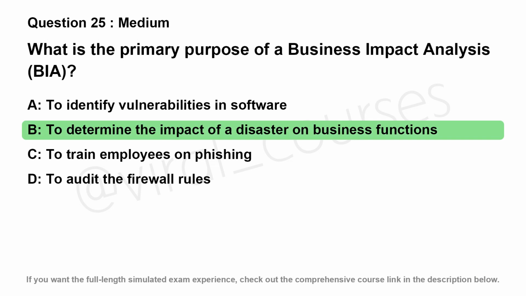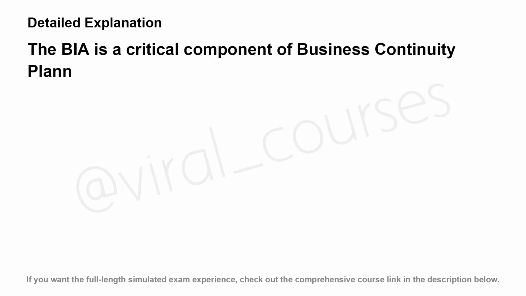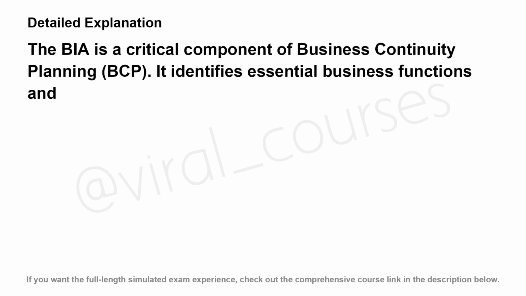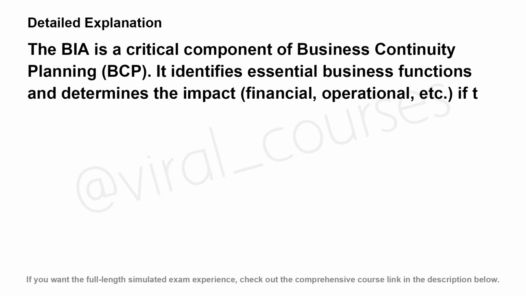The correct answer is B. The BIA is a critical component of business continuity planning, BCP. It identifies essential business functions and determines the impact, financial, operational, etc., if those functions are disrupted.